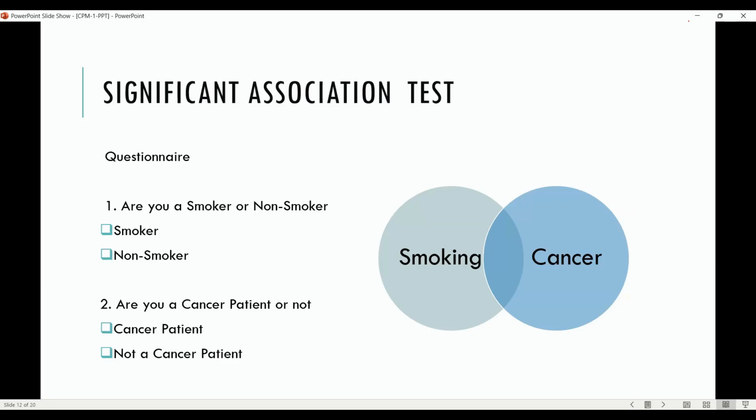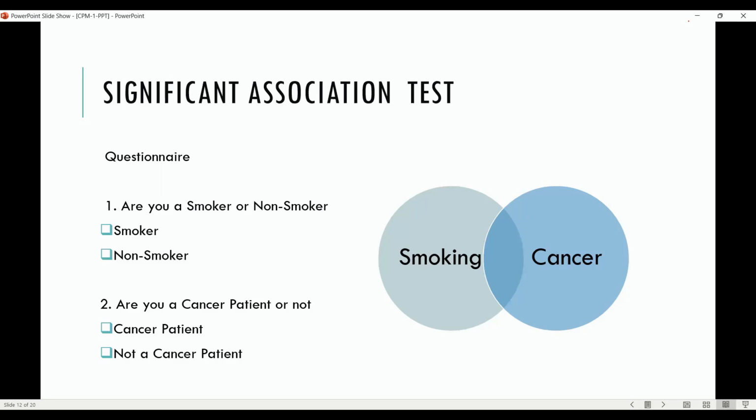So both are categorical data. Smoking: non-smoker, smoker. Cancer: non-cancer patient, cancer patient. So you have identified that most of the smokers are cancer patients. So what you could say is there is some association between smoking and cancer. Here we cannot say there is significant difference between smoking and cancer. That is completely illogical. I hope you understand.